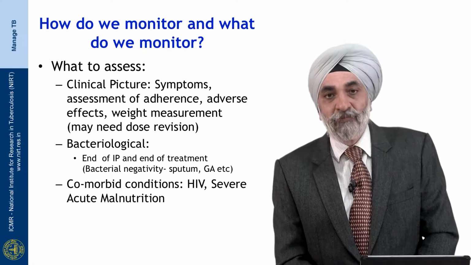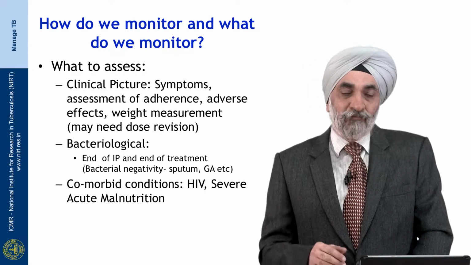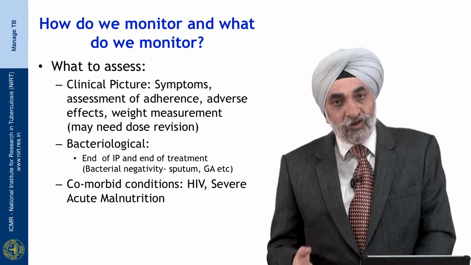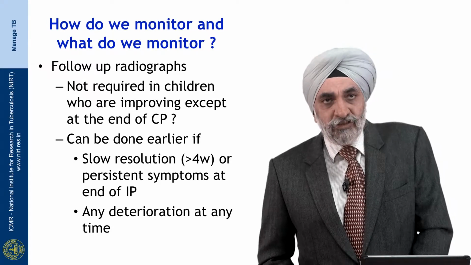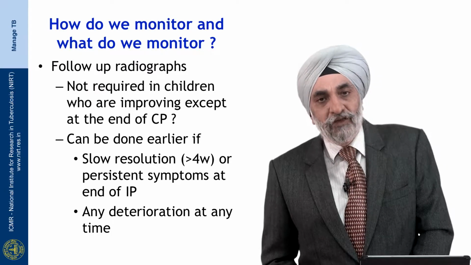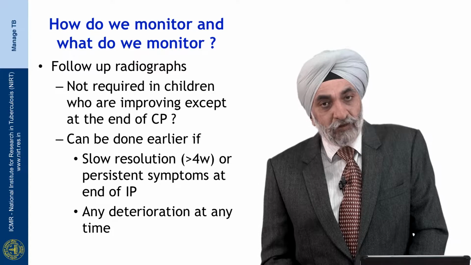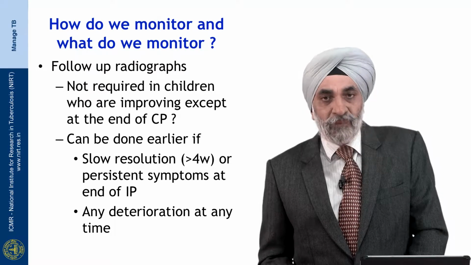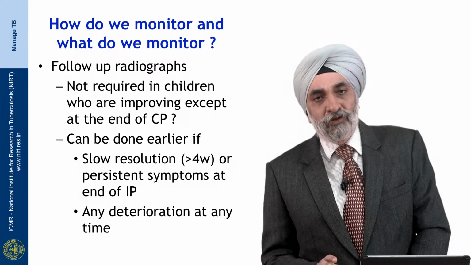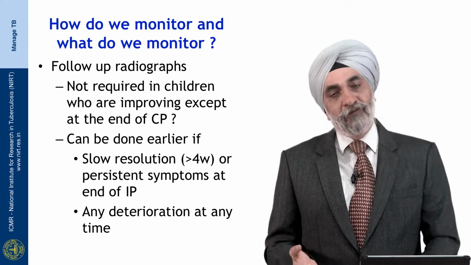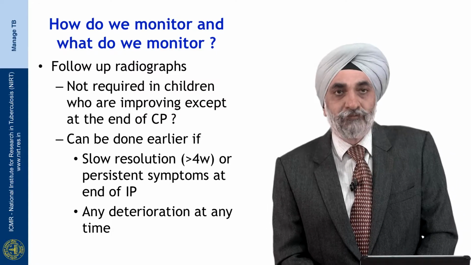Similarly, you need to look at what is happening to the severe acute malnutrition this child had. While you have taken care of the disease which may have contributed to malnutrition, there may be other nutrition related issues which need addressing. Follow up radiology is used in children, but is not routinely required in every child. It may be required at the end of continuation phase, at the end of treatment, as a baseline for the future in all children. Otherwise, at the end of IP, it is recommended only if there has been a slower clinical resolution, or obviously, if at any time the child is showing any deterioration, you would need a repeat radiograph.